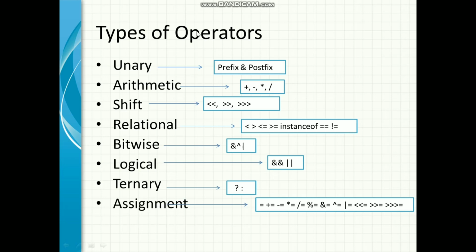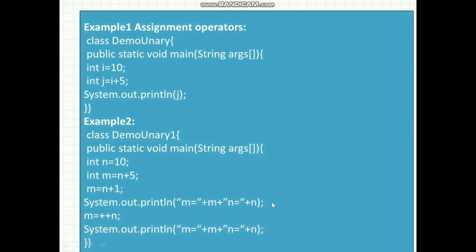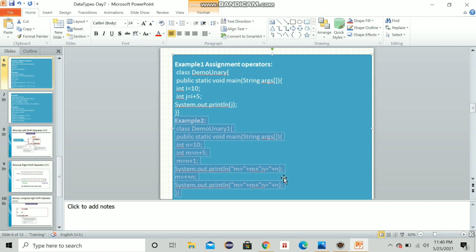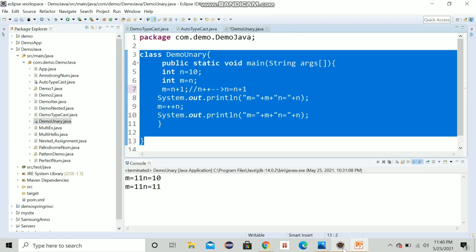And now coming to the assignment operator. Assignment operator is like assigning with equal to, or, say, a equal to 10, then n plus equal to 5. This I'll explain. Now quickly we begin with some examples. Let me copy this and show you on Eclipse.